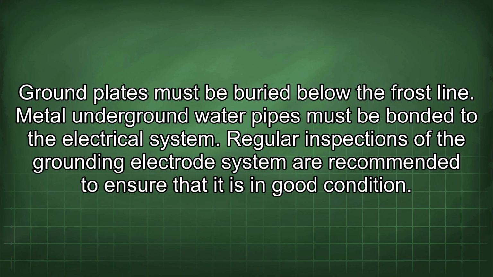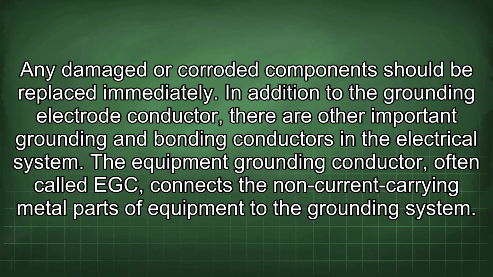Metal underground water pipes must be bonded to the electrical system. Regular inspections of the grounding electrode system are recommended to ensure that it is in good condition. Any damaged or corroded components should be replaced immediately.